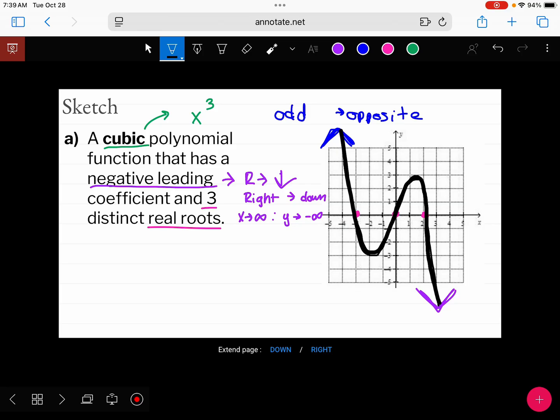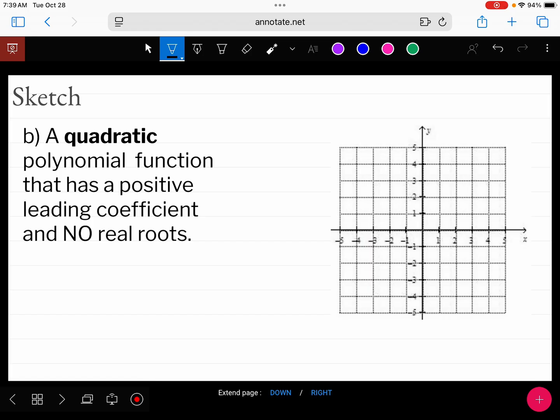So a lot of times on these sketches, we're going to put our end behavior and we're going to connect them. Maybe with a wiggle squiggle, maybe just with a line. So let's try another one. Looking at B here, we've got a quadratic polynomial with a positive leading coefficient and no real roots.